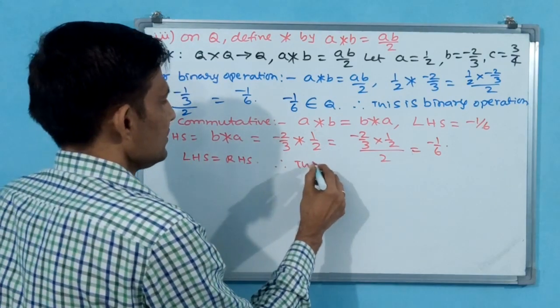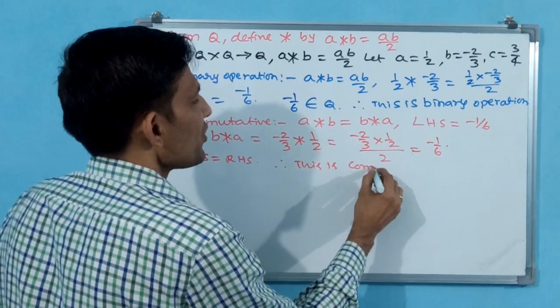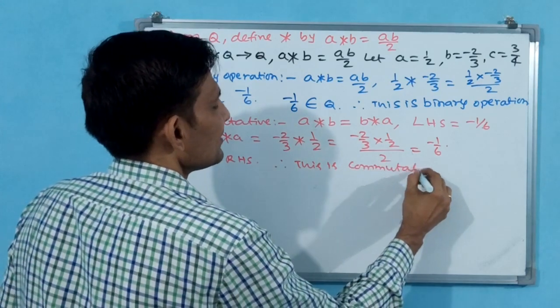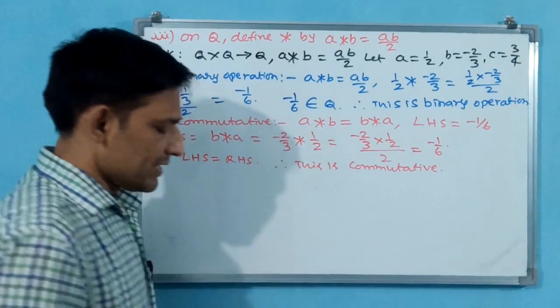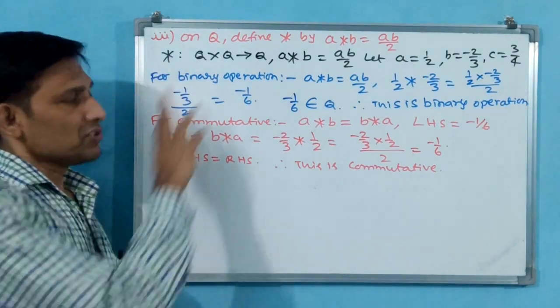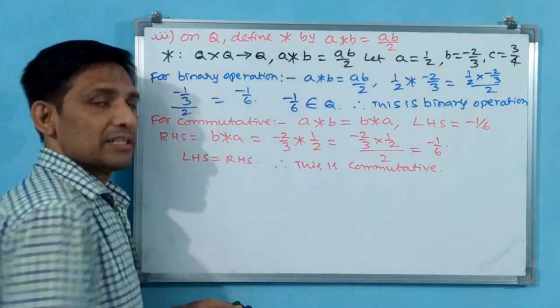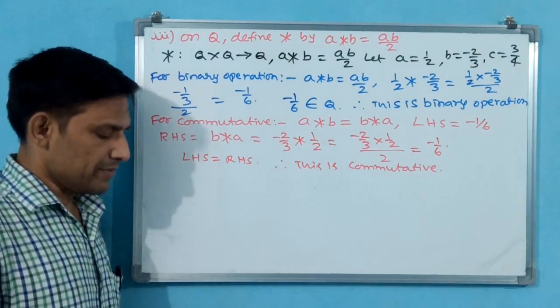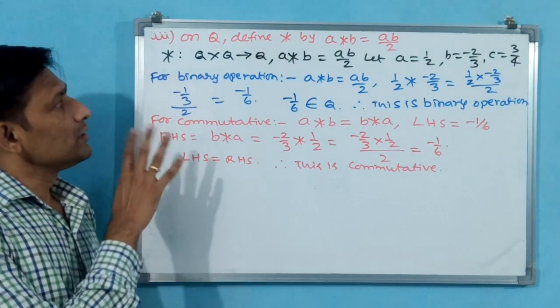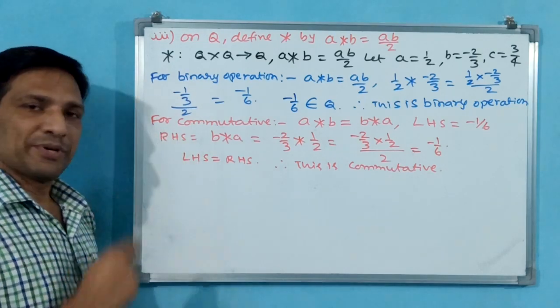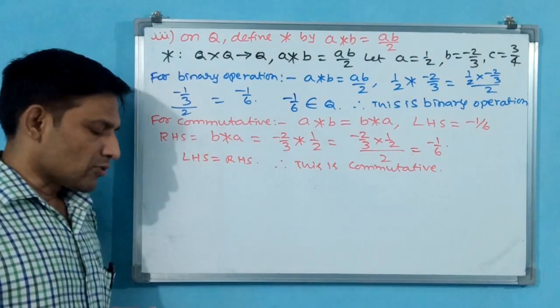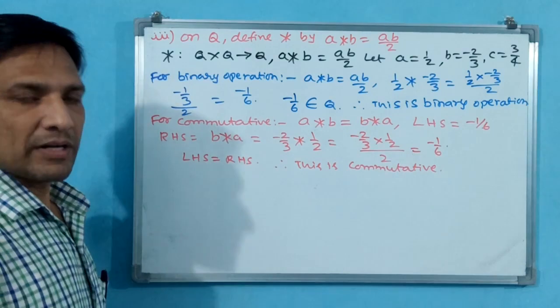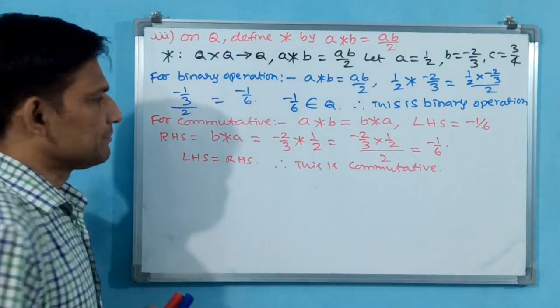Therefore, this is commutative. That means this binary operation is commutative. Why? Because a binary operation is a function, and this function is a binary operation and commutative also. But let us go for associative. Whether it is associative or not, we will see.